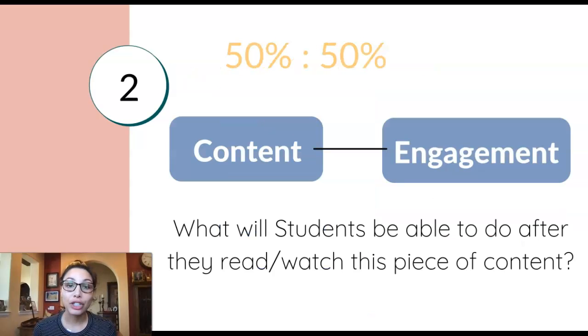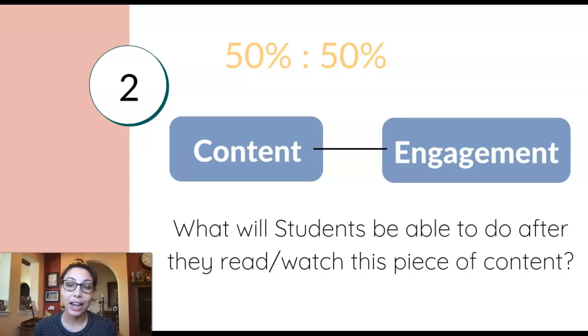So the next key strategy is my 50-50 ratio plan. With every point of content, there is a point of engagement. You definitely don't want to overload students with a ton of different content and then give them one chance to engage. Think about every time you give them something to read, something to watch, something to view, they have an immediate opportunity to engage with that content.